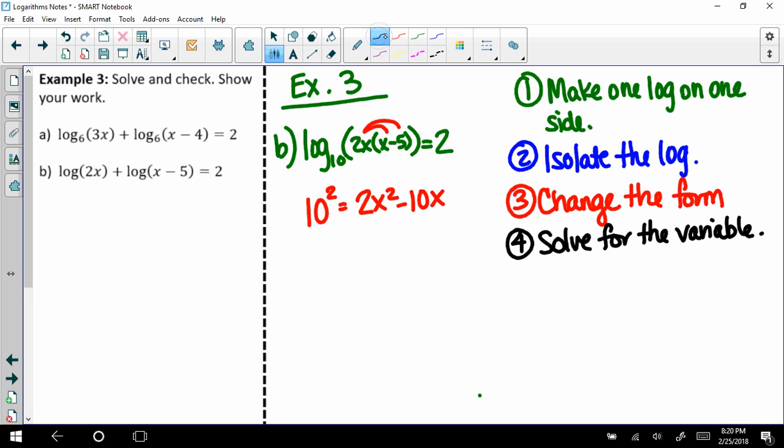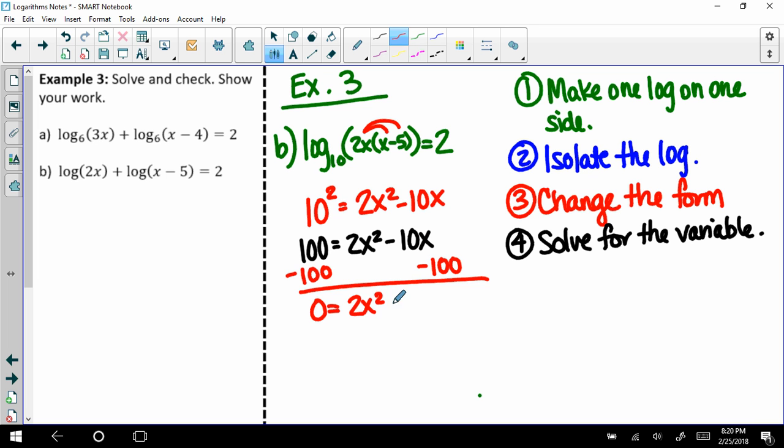So now step 4 is we're going to solve for the variable. So that's going to be 100 equals 2x squared minus 10x. We have a quadratic, so we need to get a 0 on one side, so I'm going to subtract 100. So 0 equals 2x squared minus 10x minus 100. We can divide all of these things by 2 to make our number smaller. I don't want to deal with that big number. So I get 0 equals x squared minus 5x minus 50.